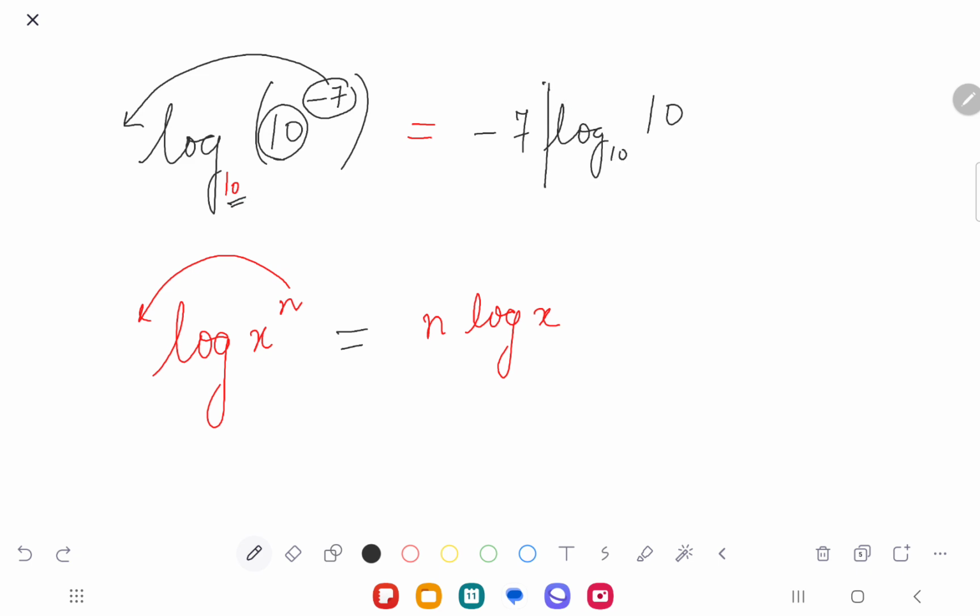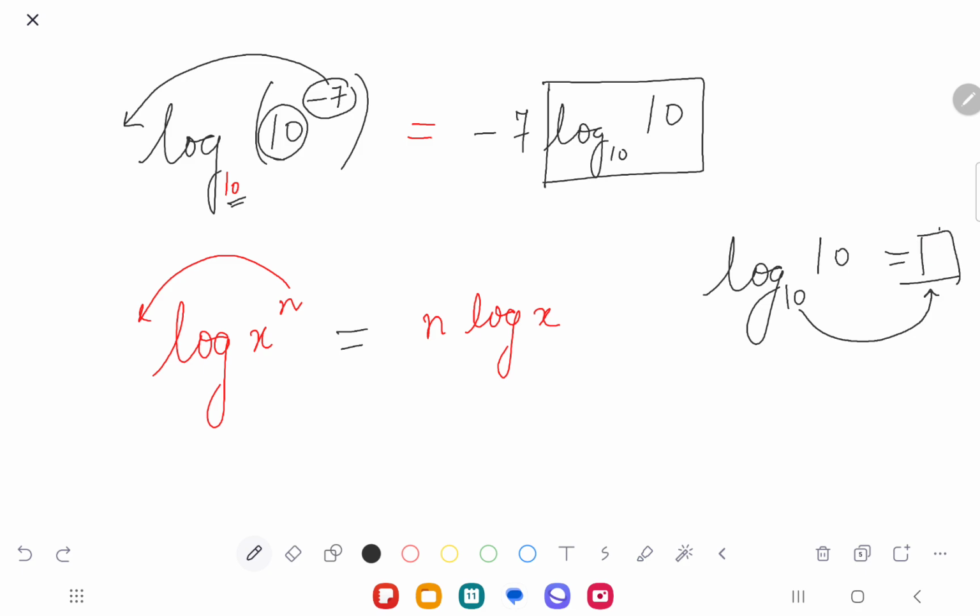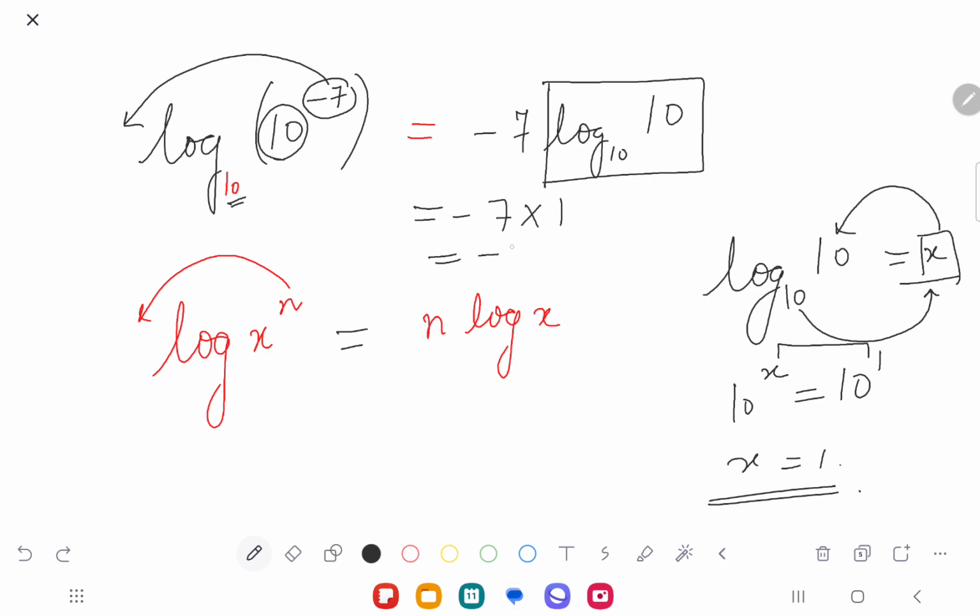And what is log 10 to the base 10? 10 raised to power what gives me 10? Let's suppose the answer is x. So 10 raised to power x shall be 10. What do you think x should be? x should be 1. Understood or not? So it shall become minus 7 times 1. So my answer shall be minus 7. Understood or not? Right?